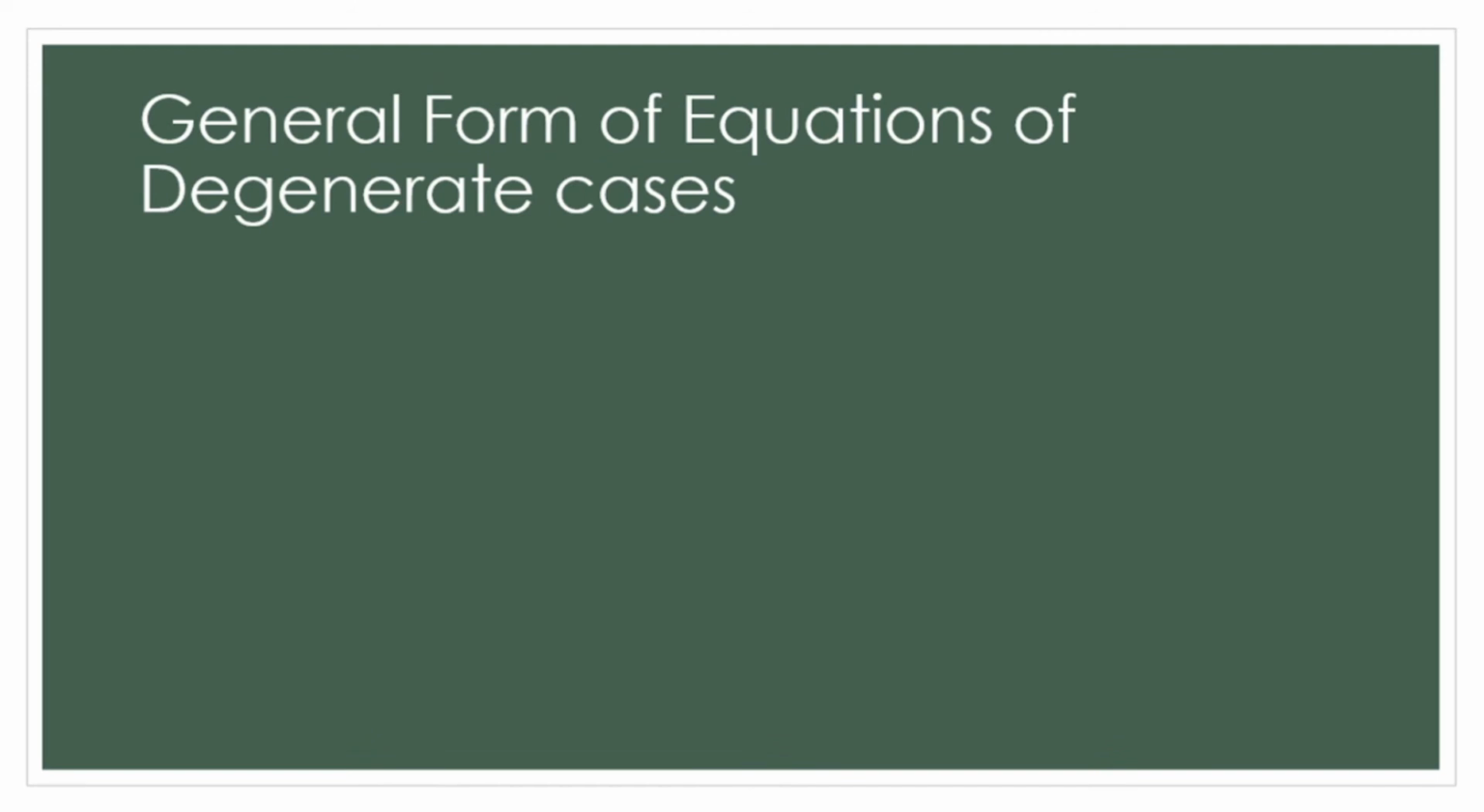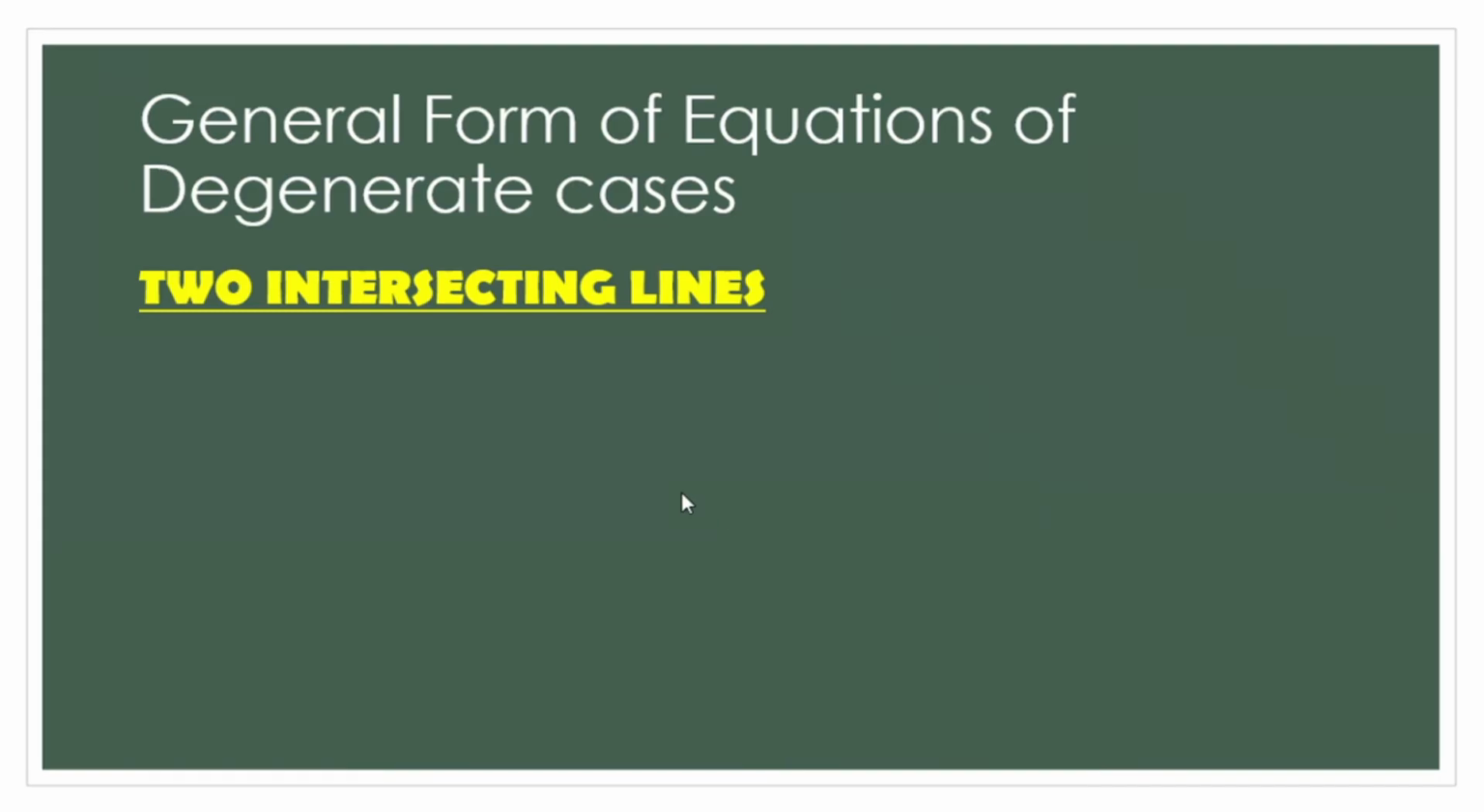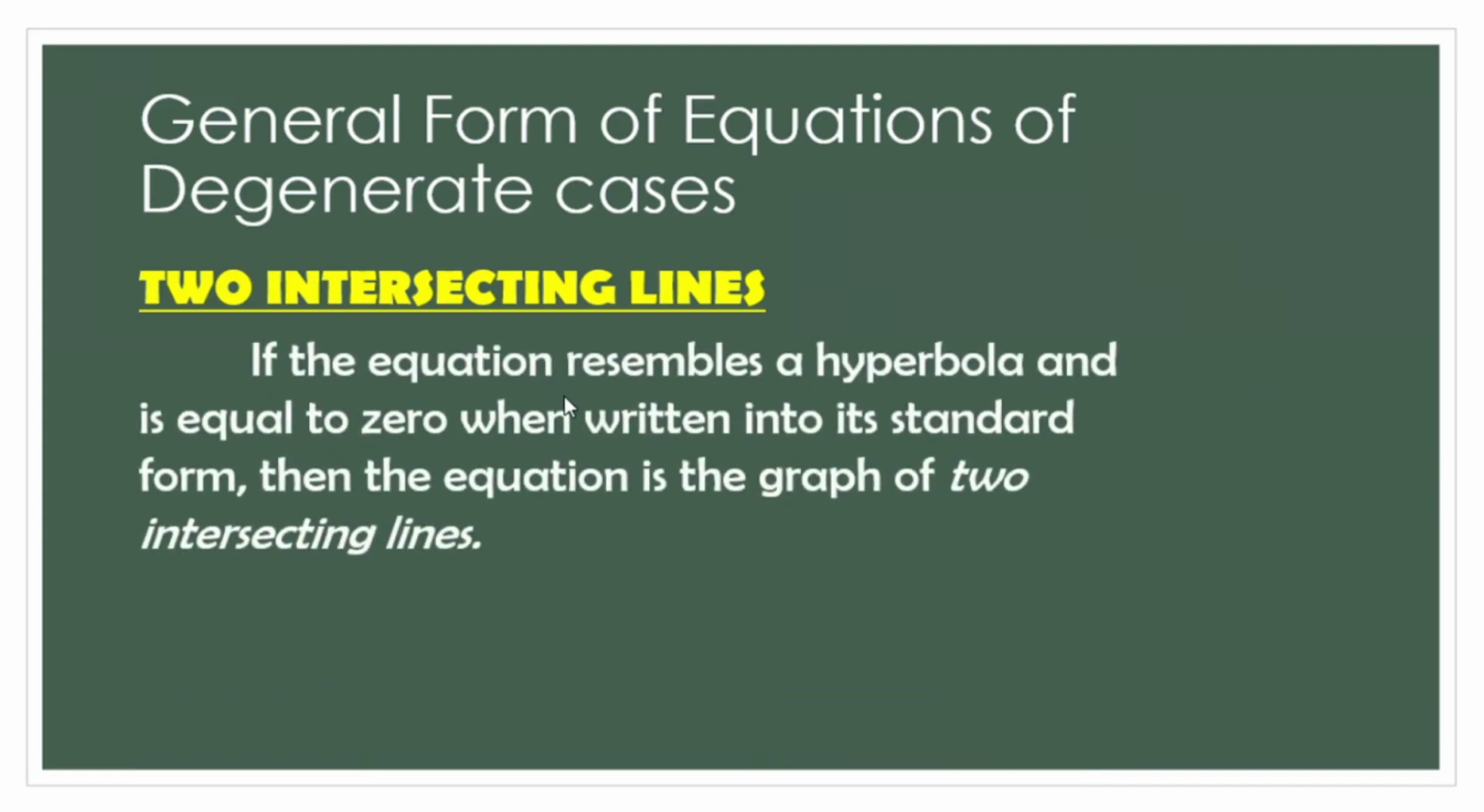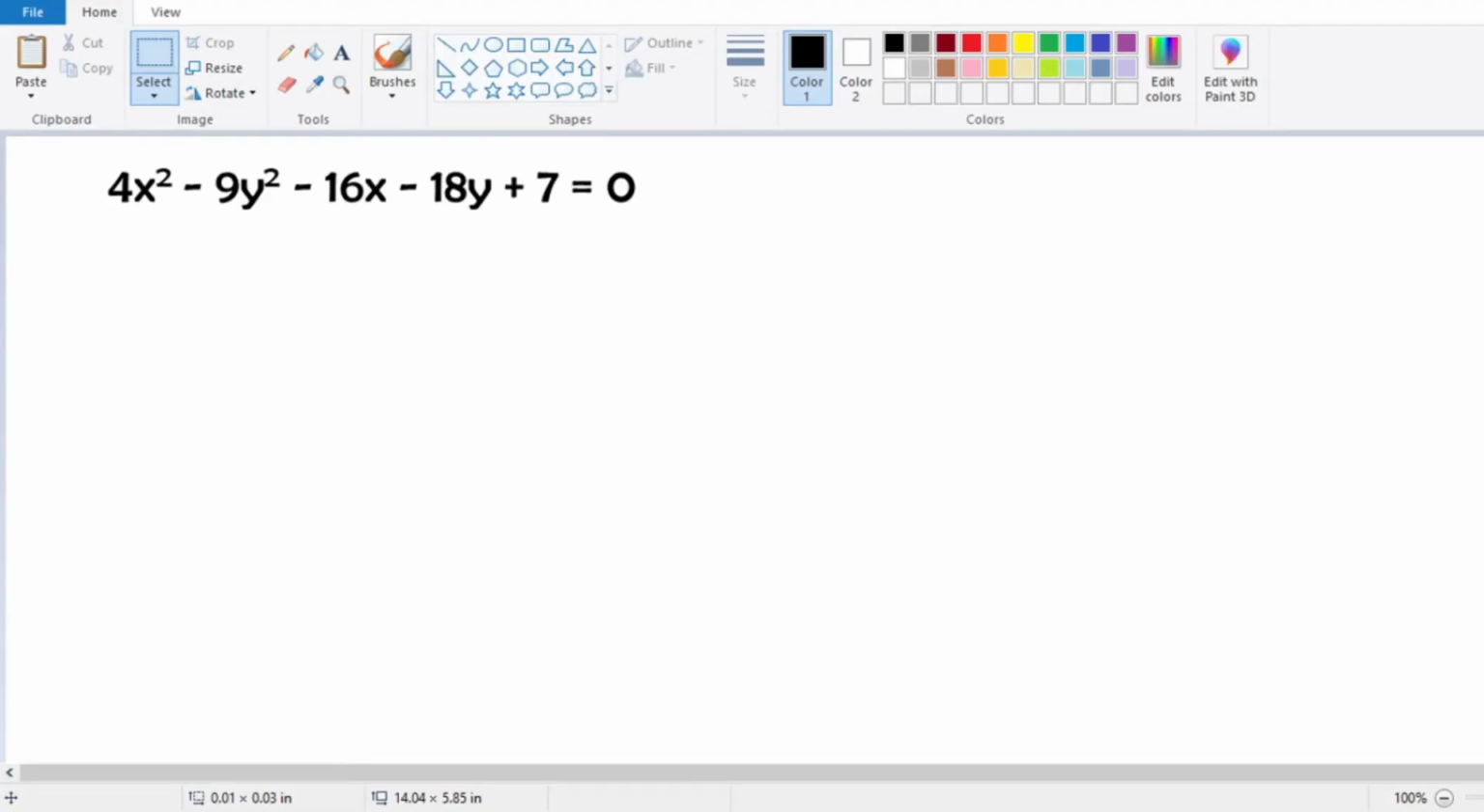Moving on now to the last degenerate case, which is the two intersecting lines. So, if the equation resembles a hyperbola and is equal to 0 when written into its standard form, two intersecting lines naman siya. Okay? So, in symbols, you have this. Okay, try nating mag-solve ng isang example.